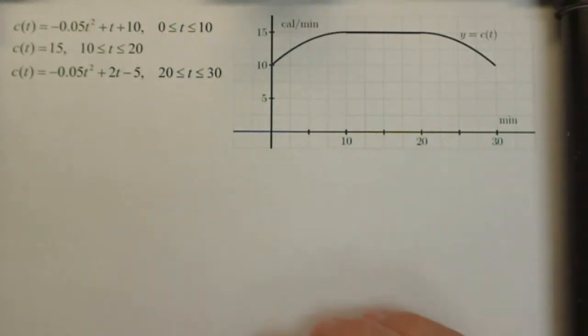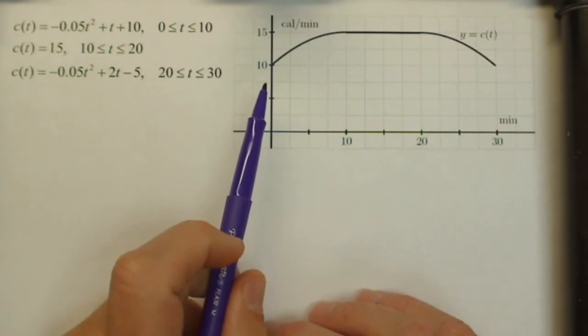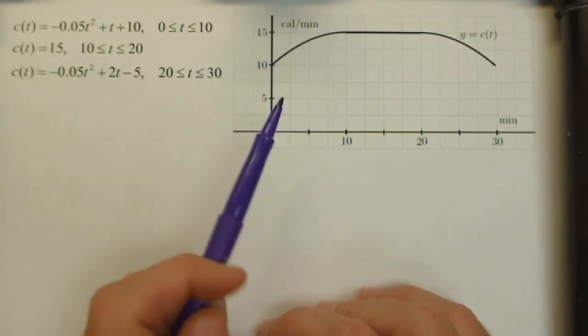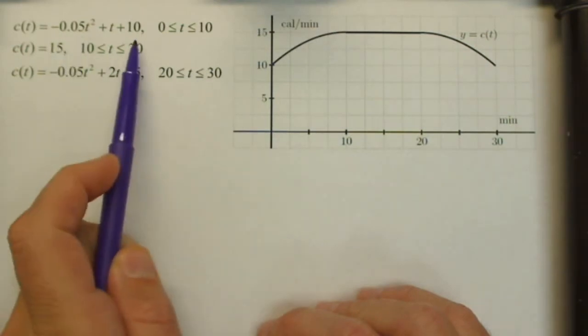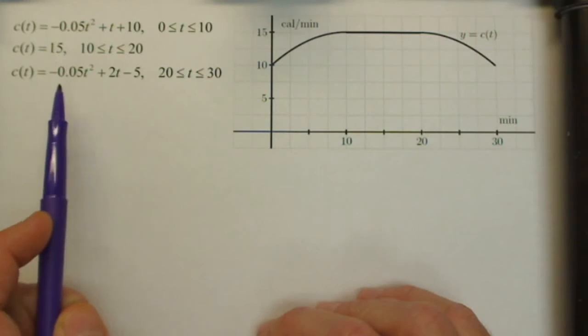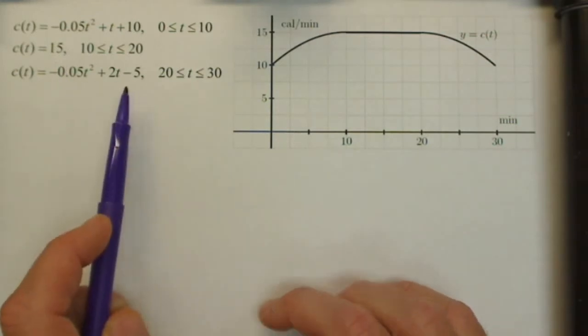In activity 4.12, we're given the rate that a person burns calories, in calories per minute, by a piecewise function. For 0 to 10 it is defined as such. From 10 to 20, it's a constant 15 calories per minute. And from 20 to 30 is defined this way.